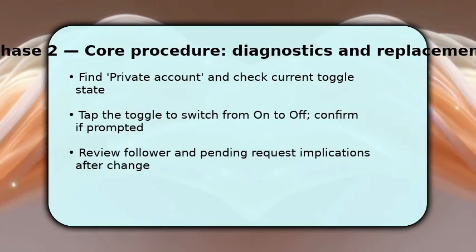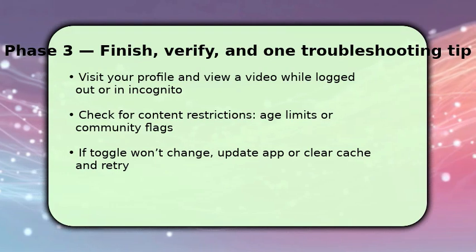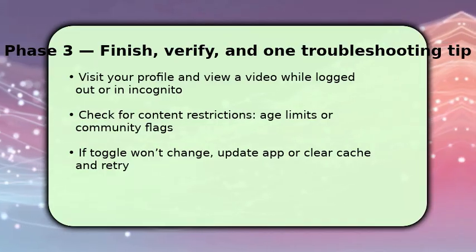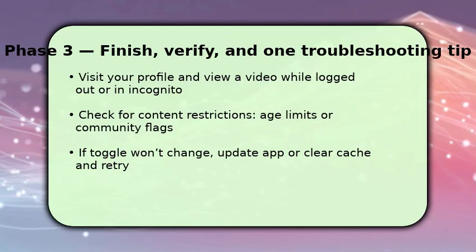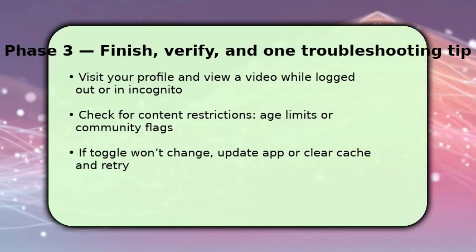After switching off Private Account, verify the change by viewing your profile while logged out or in a browser incognito window. You should see videos accessible without approval. If content still looks restricted, check for age filters, community guideline flags, or duet/stitch limits that keep media limited.